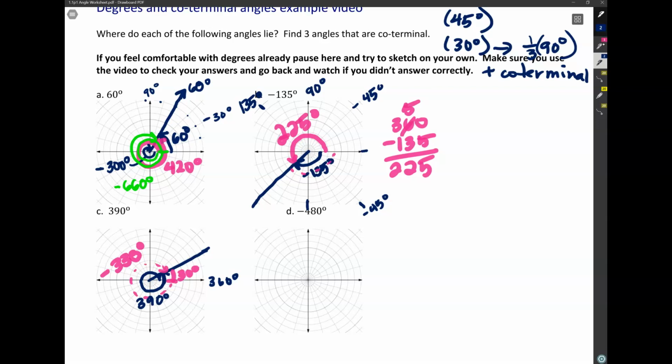Negative 480. Okay, so we're going the opposite direction. So all the way around, that's 360. And then I need to go another 120. So let's see, 360 plus 90. So now I'm up to, I can't keep these numbers in my head. 360 plus 90 is 450. So I need another 30, which is two of these grid lines. Okay, so the whole round and round and round is my negative 480 degrees.